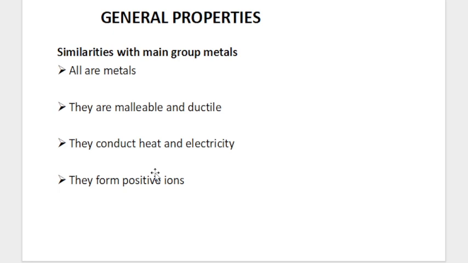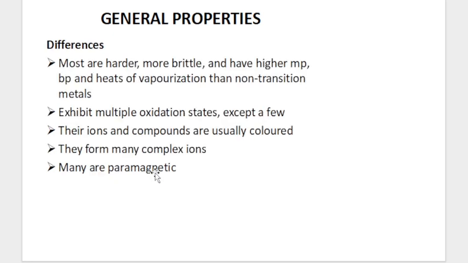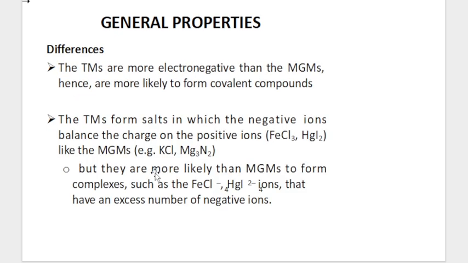They are all metals, they are all malleable and ductile. They conduct heat and electricity and they form positive ions. What then is the difference between transition metals and the normal metals? Most of them are harder. They are more brittle and have higher melting points and boiling points. They exhibit multiple oxidation states, except a few of them like your zinc. Their ions and compounds are usually colored and they form many complex ions. Many of them are also paramagnetic.